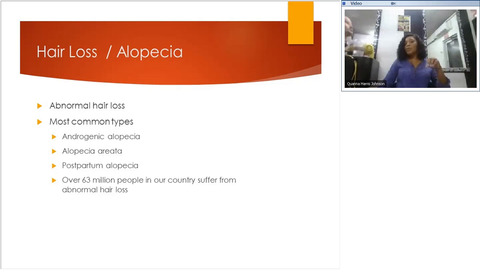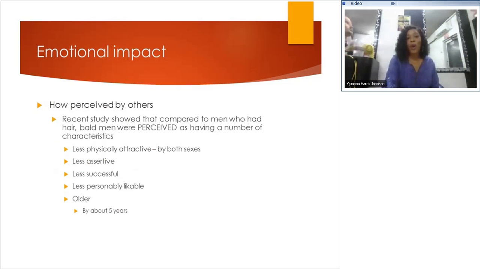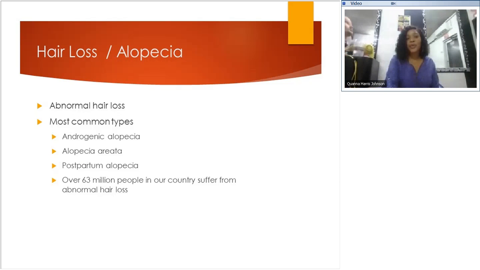You have different types of hair loss, but we're going to be zooming in on the most common ones, the ones that you will most likely see in the salon. The most common types are androgenic alopecia, alopecia areata, postpartum alopecia, and traction alopecia. A lot of persons suffer from abnormal hair loss, so let's zoom in and learn some more about hair loss, okay?